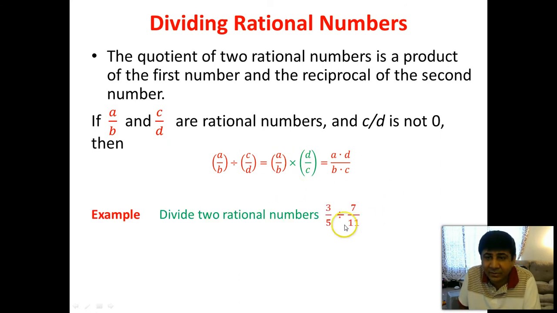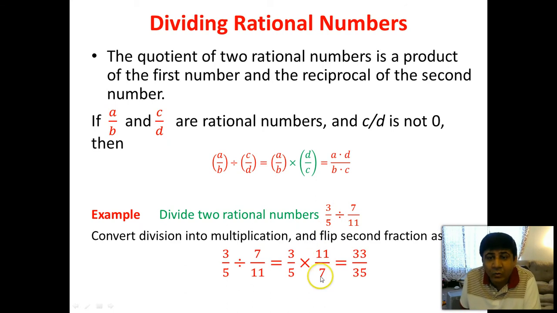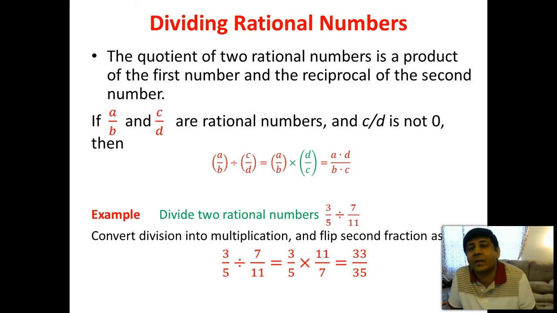Let's look at this example here. Suppose you want to divide 3 over 5 by 7 over 11. You convert it into a multiplication and flip the second fraction. So it will be 3 over 5 times 11 over 7, instead of 7 over 11, 11 over 7. Then you multiply the tops and multiply the bottoms. Can you go any further? You cannot reduce it any further. That's your final answer. Easy. I'm sure you have seen this before.